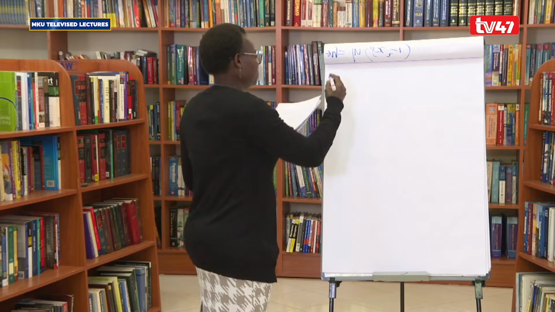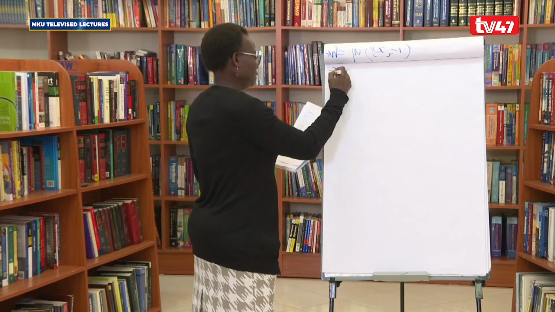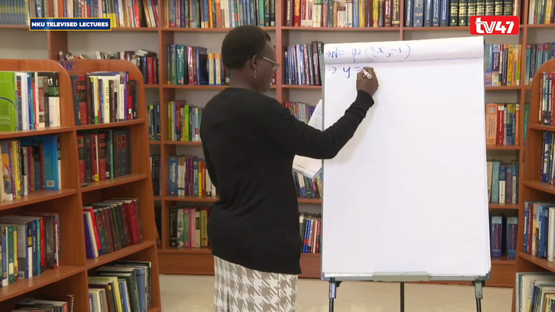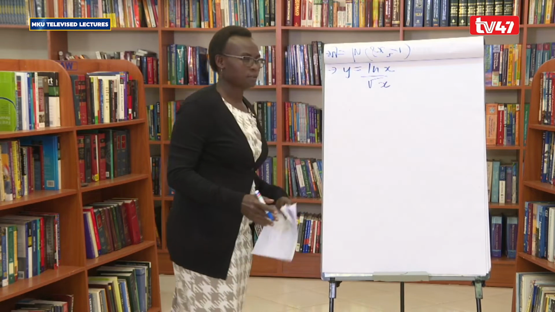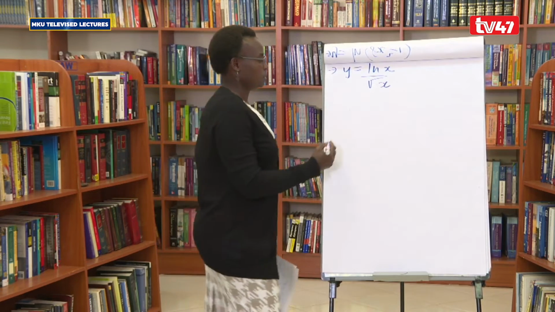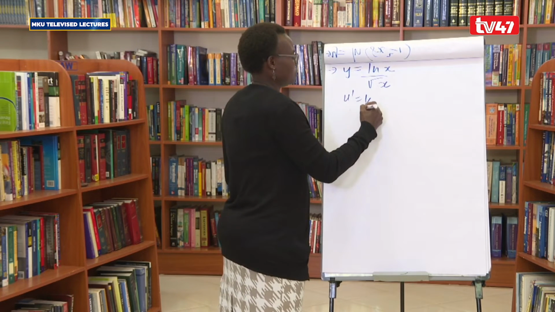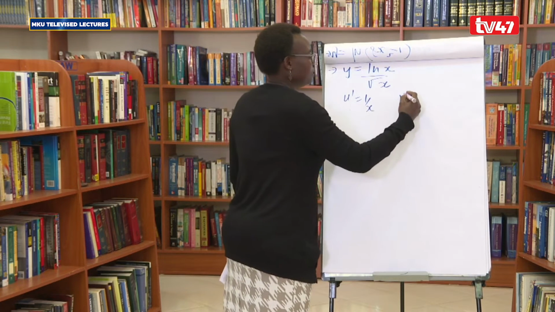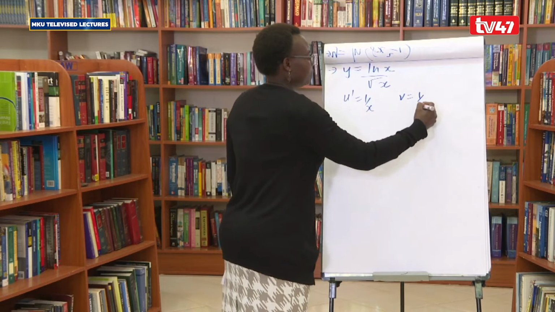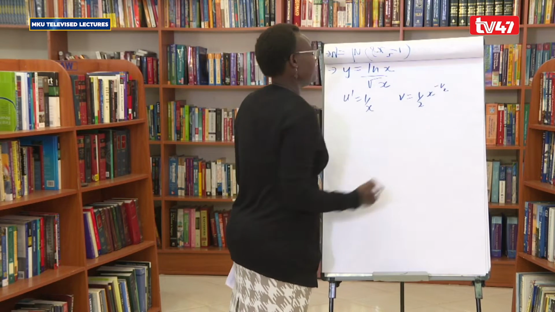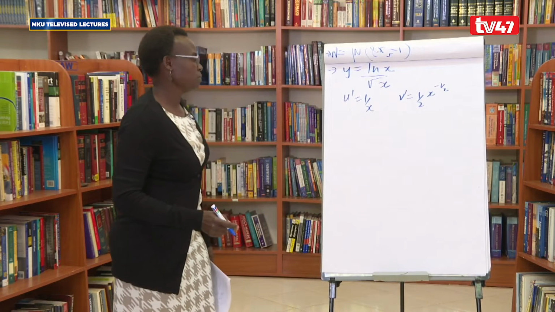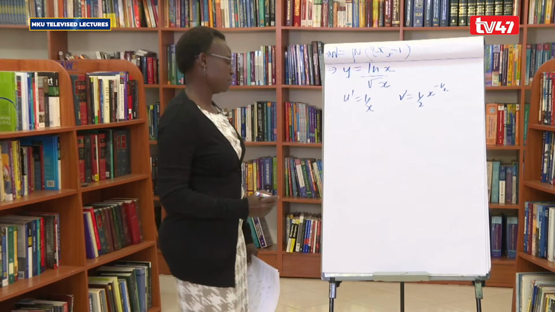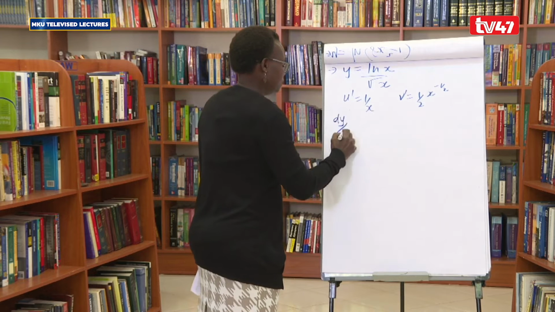Then if we bring in an example that is a quotient, same story again. So u bar here will be 1 over x. V is x raised to power half. V bar will be a half x raised to power negative a half. So we get the derivative.